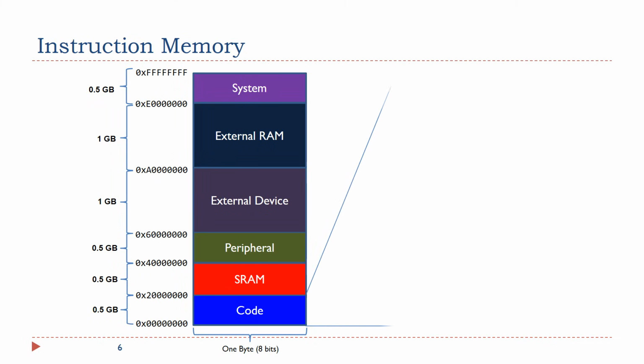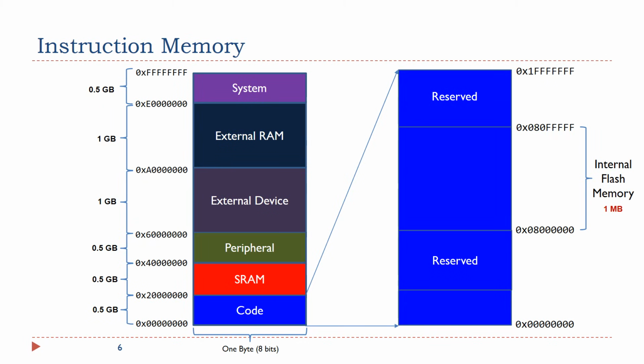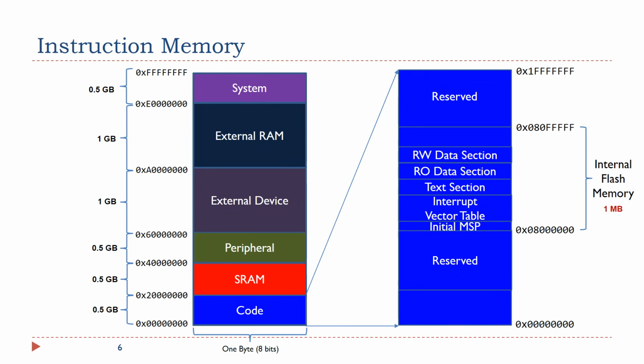While the code space can be as large as half a gigabyte, much of this space is reserved or not used. For example, the STM32L4 chip has only 1 megabyte of on-chip flash memory. The memory address of the on-chip flash memory starts at 0x8000000 and ends at 0x80FFFFF. Typically, the on-chip flash memory stores the initial value of the stack pointer, the interrupt vector table, the text section, the read-only data section, and the read-write data section.